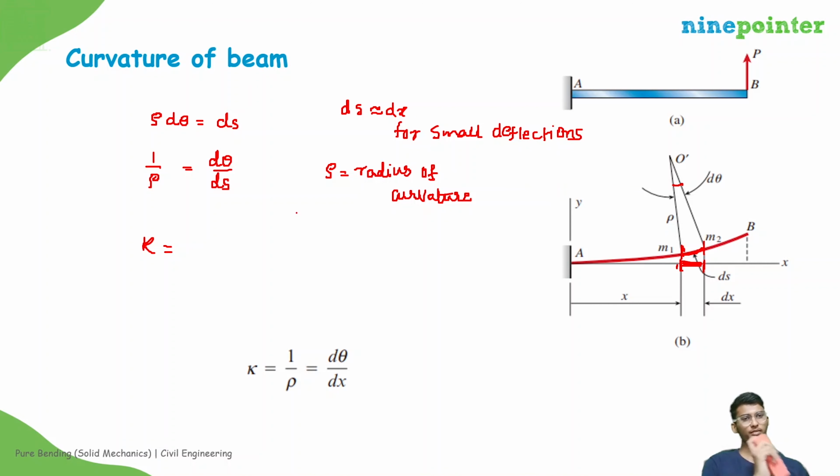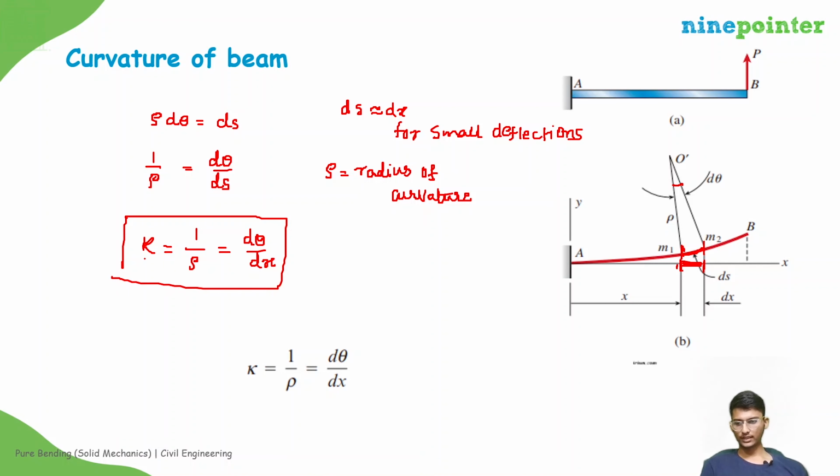So ds will be equal to ρ dθ. So we can write κ = 1/ρ = dθ/ds. This is the relationship which we use, and this κ is known as curvature. If you see, the curvature and radius of curvature are inversely proportional.